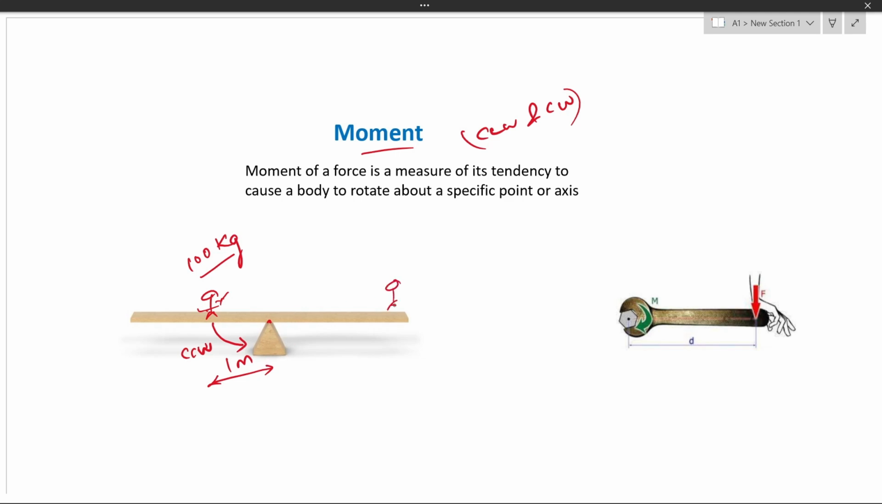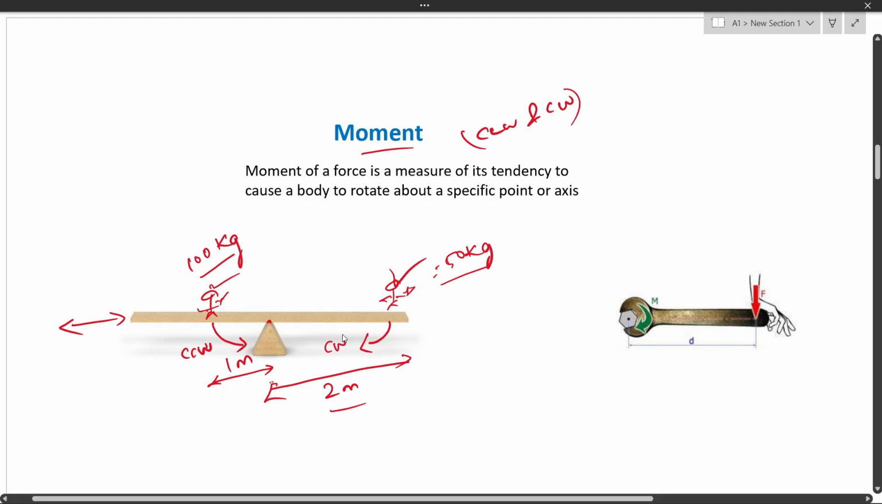Let's say another guy is sitting here, exactly 2 meters from the center, and his weight is 50 kg. He will try to rotate this seesaw in this direction, clockwise, and this guy is trying to move the seesaw counterclockwise. If these values are accurate, this seesaw would remain in equilibrium, which means in a straight line. Why? Because the moment created by him and him would be the same.